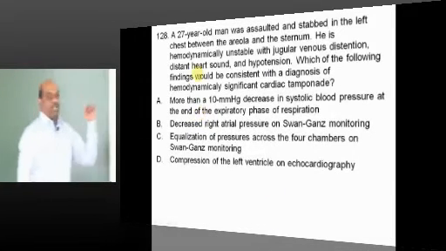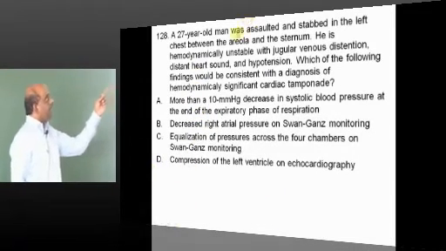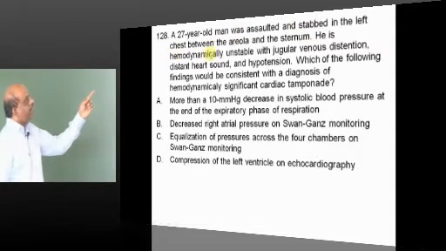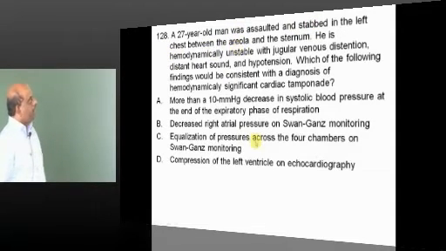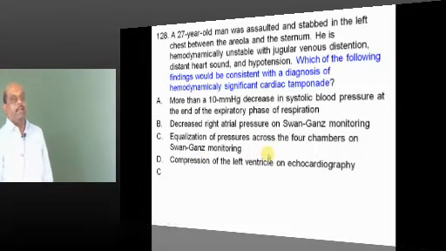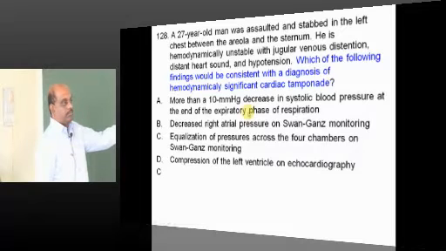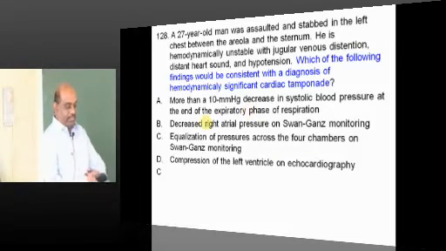Now, 27-year-old was assaulted with left chest injury. So what is your answer? C. Equalization of the pressures across 4 chambers. A is also possible. Expiratory. When will the pulsus paradoxus collapse, during inspiration or expiration?